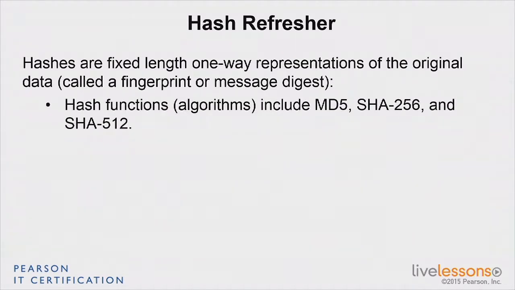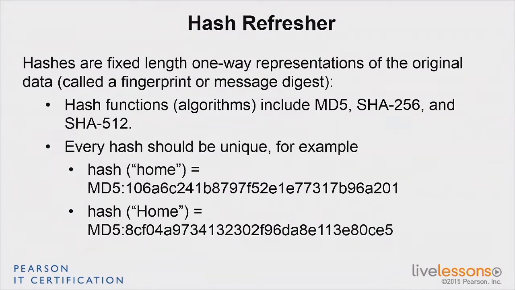Our hash functions or algorithms include MD5, SHA-256, and SHA-512. And every hash should be unique. For example, for the hash of the word home, all in lowercase, you can see what the MD5 hash would be. If I change that to an uppercase H, you'll see that the hash changes. So a hash is unique to every string, including case sensitivity.